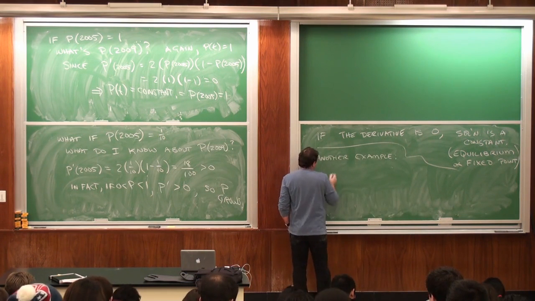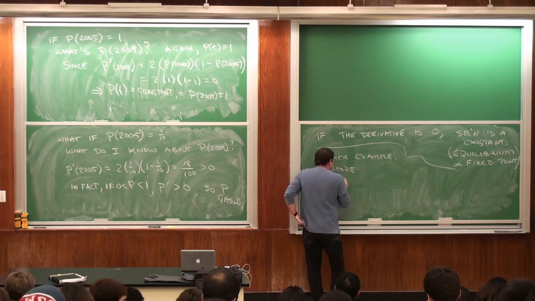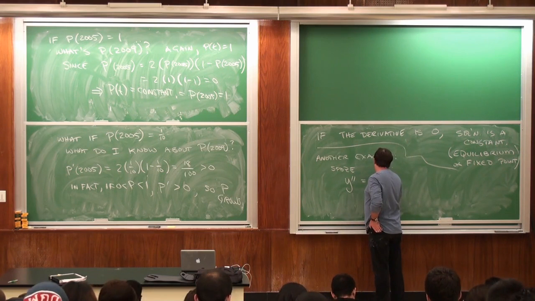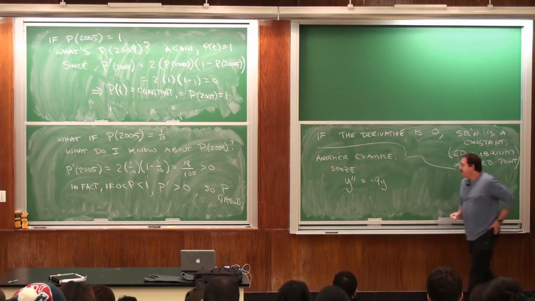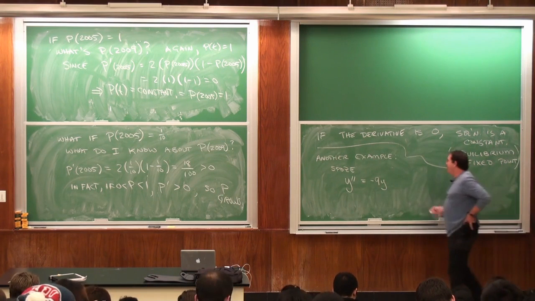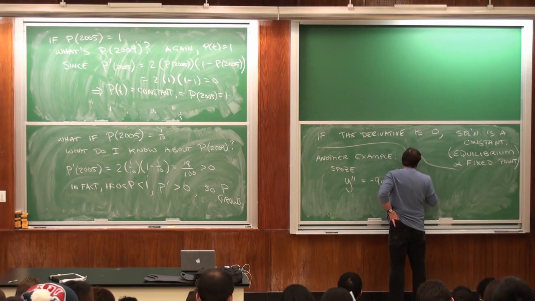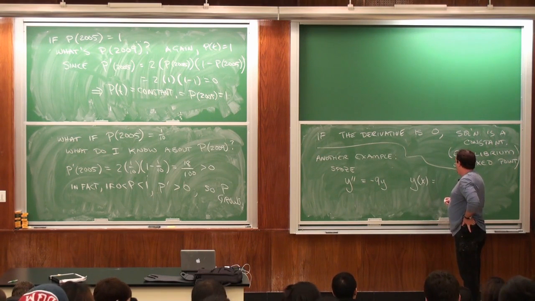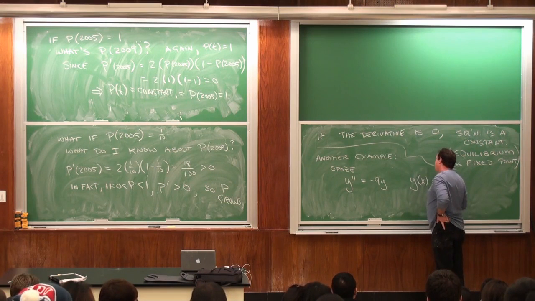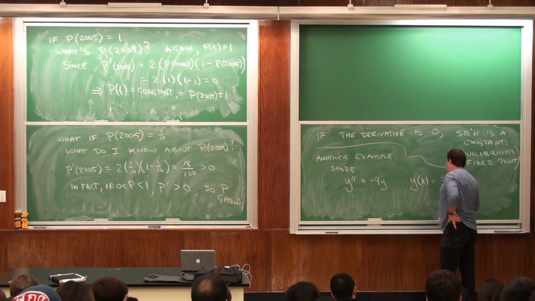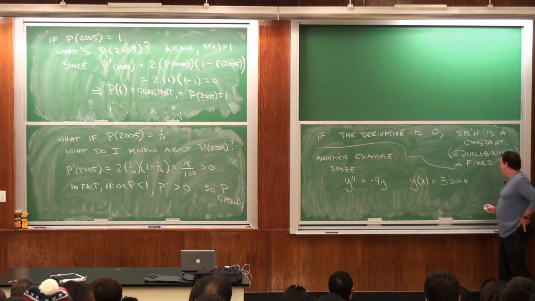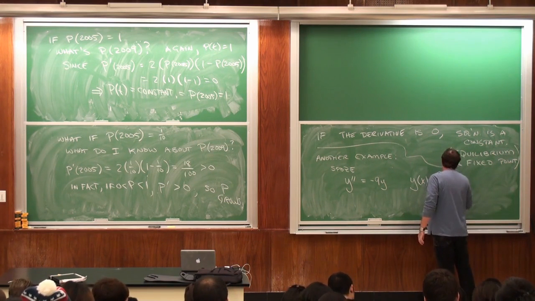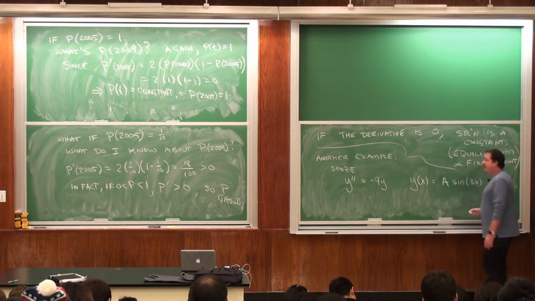Suppose that I have a function y double prime is, I don't know, minus 9y. So there's some function. And I tell you that y of x is, so what do I want here? I want 3, this one works, right? Some constant times the sine of 3x. So I'm telling you this.